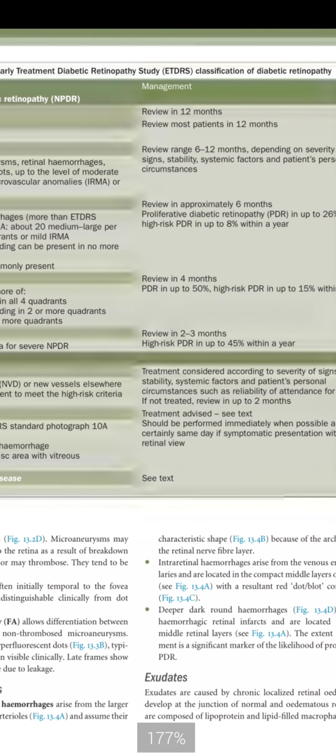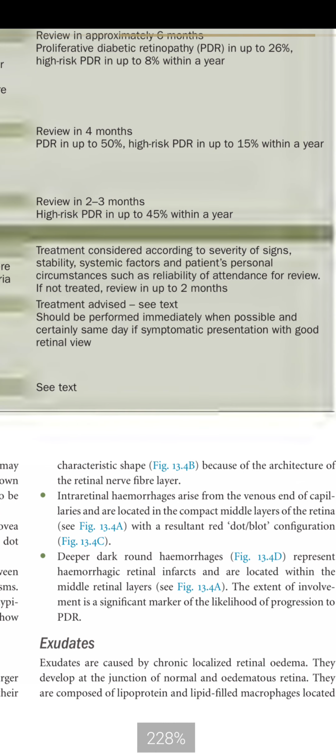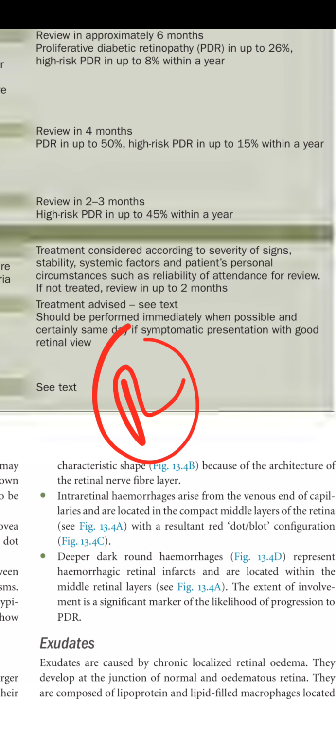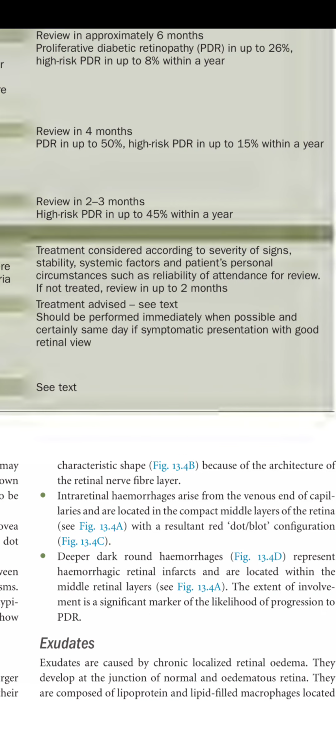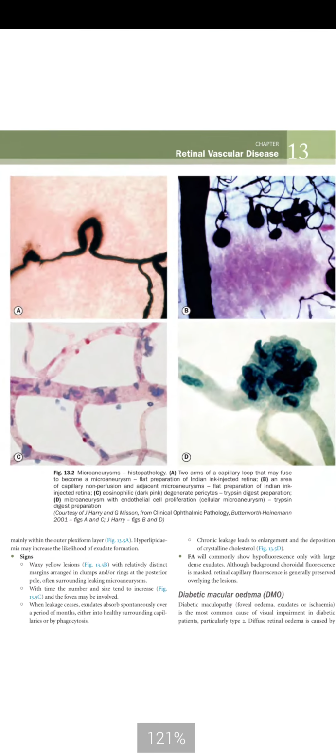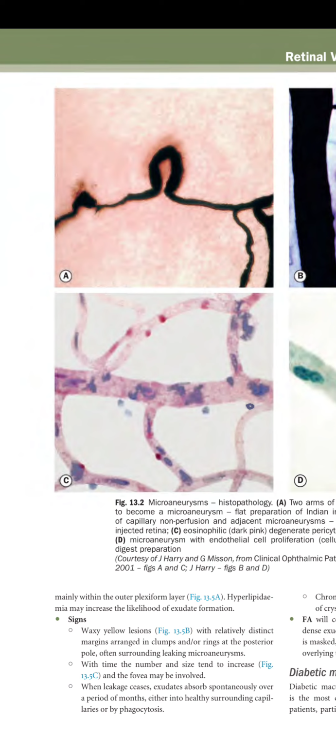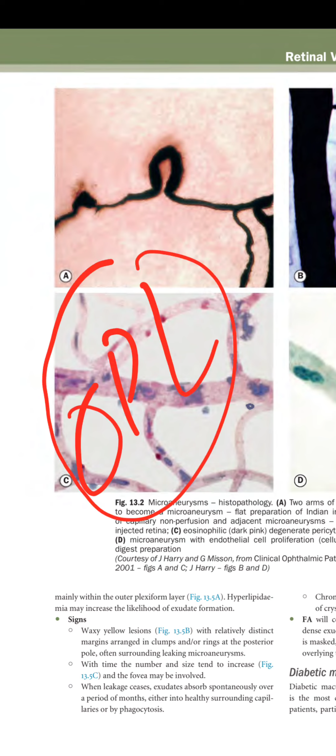Next is exudates. Exudates are caused by chronic localized retinal edema. Whenever there is retinal edema, there can be exudate formation. They develop at the junction of the normal and edematous retina and are composed of lipoprotein. So they are basically lipid filled material. They are lipoprotein and lipid filled macrophages located mainly within the outer plexiform layer. So its location is in the outer plexiform layer.